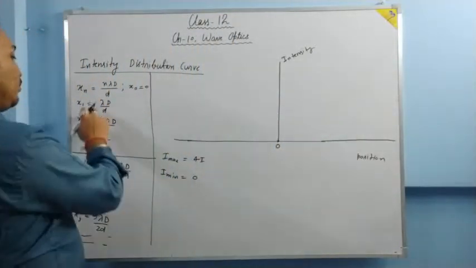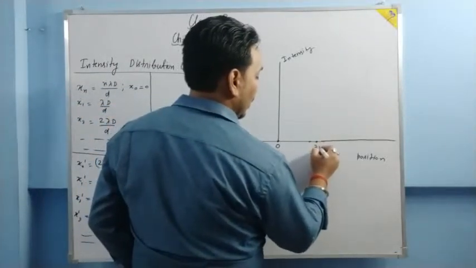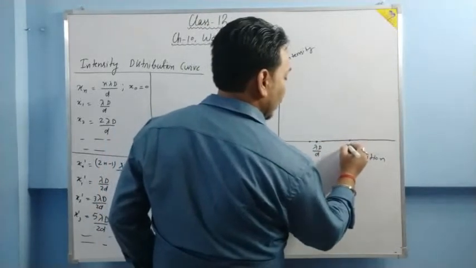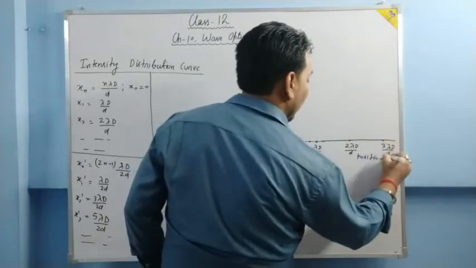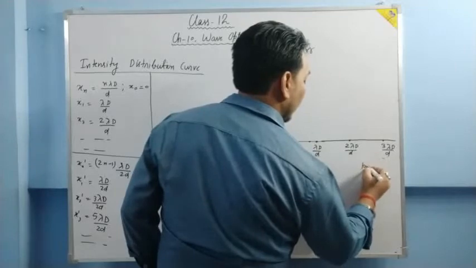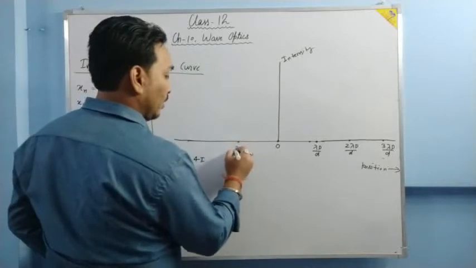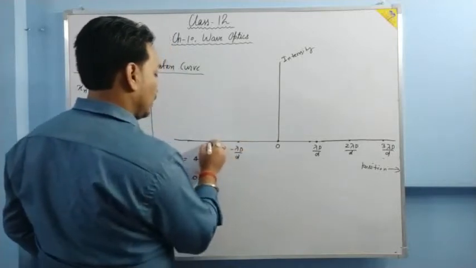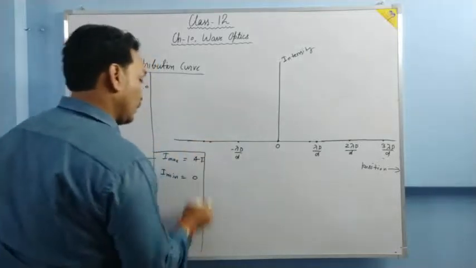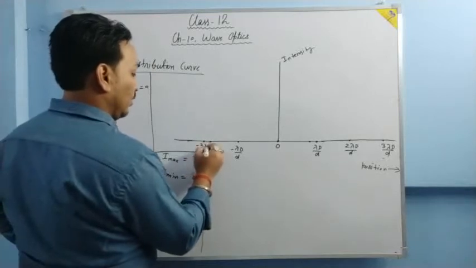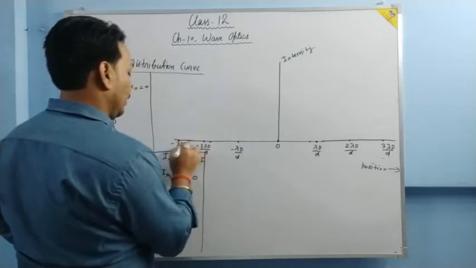So for first maximum the position was lambda D by d. Let me draw here, lambda D by d. Second right will be 2 lambda D by d. Third right will be 3 lambda D by d. Is it clear? This side of the screen also lambda D by d, this time minus, minus 2 lambda D by d, minus 3 lambda D by d.